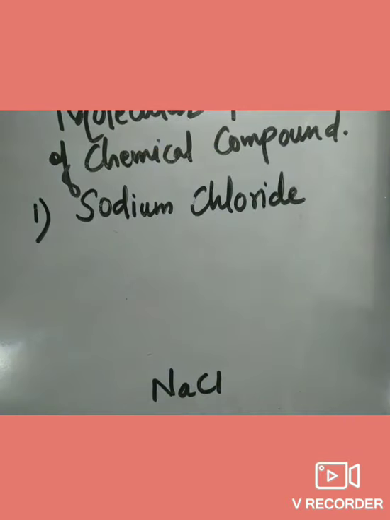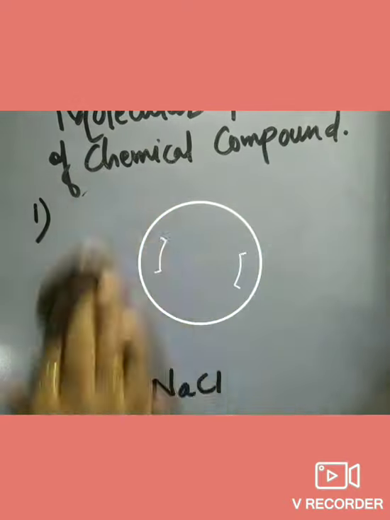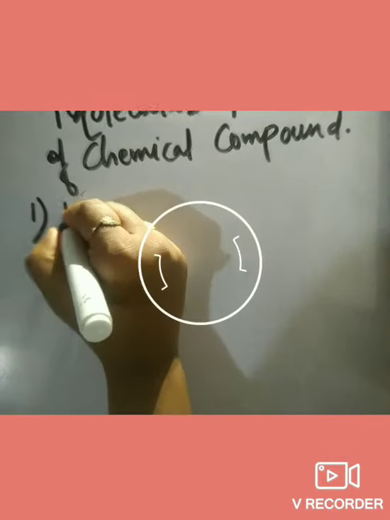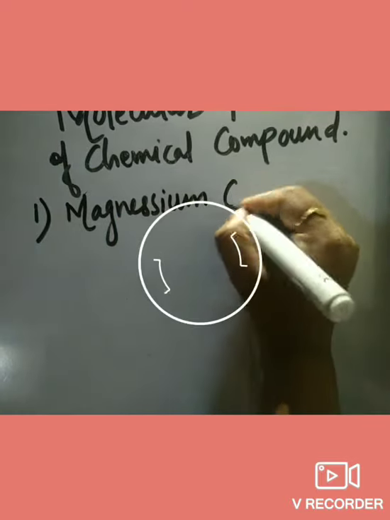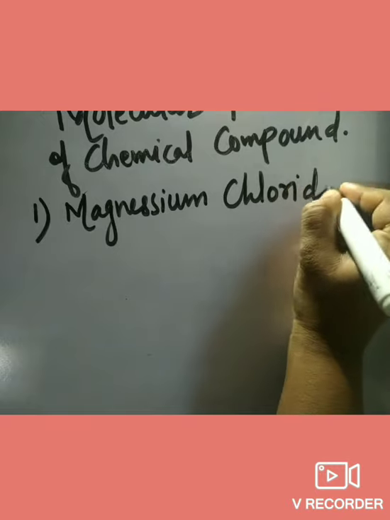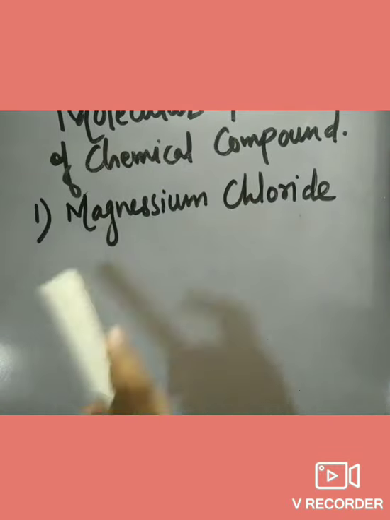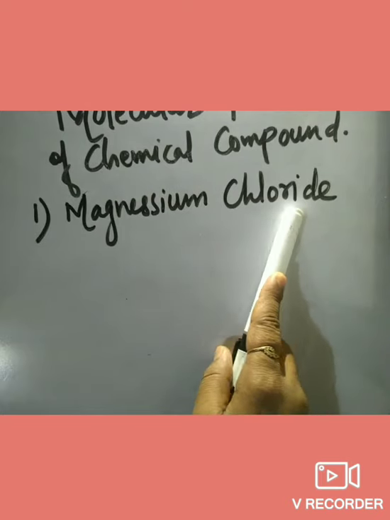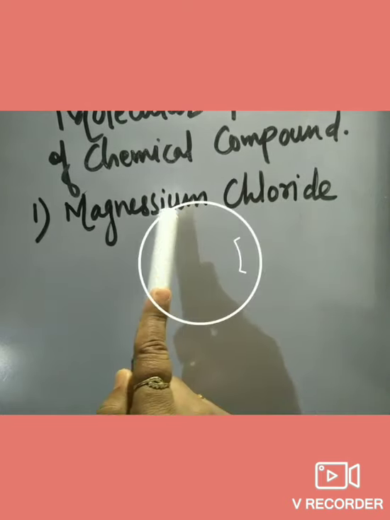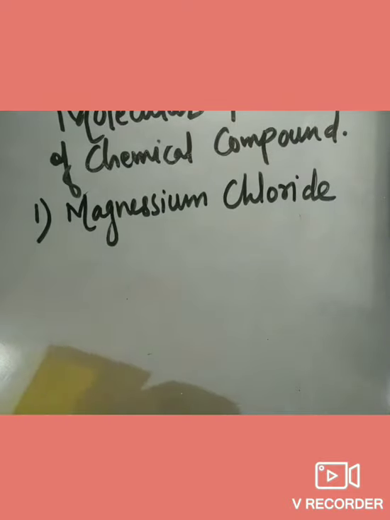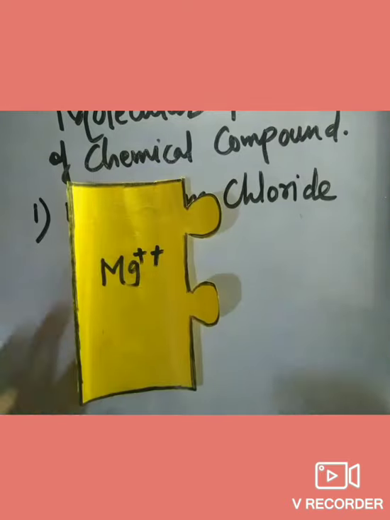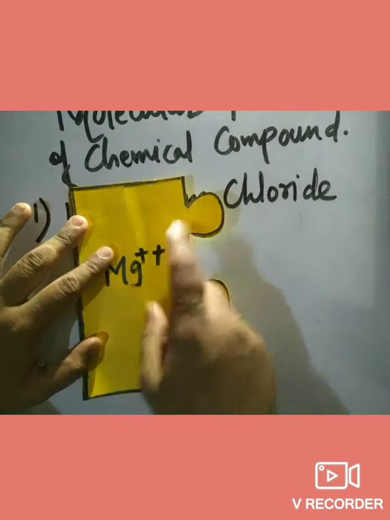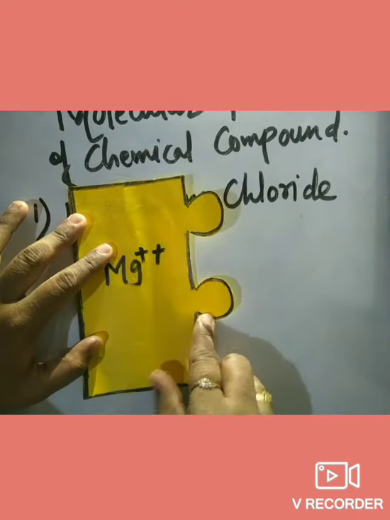Let's go to the second one. The second compound which I have is magnesium chloride. We know that magnesium and chlorine, after combining, make magnesium chloride. The first I am taking is magnesium, and from the list I have come to know that magnesium has 2 positive charges. Because it has 2 positive charges, I have made 2 extra parts here.